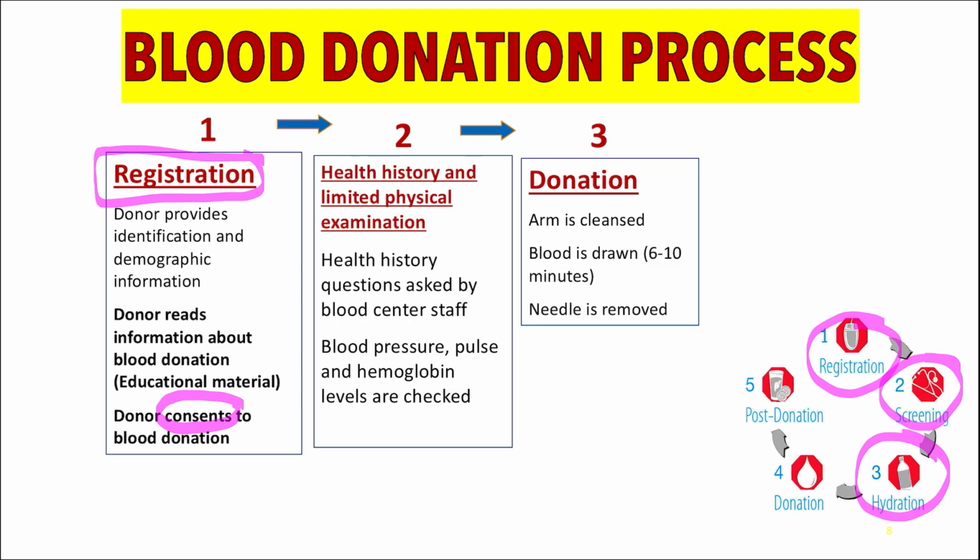So you have to cleanse the arm. Again, you have first to cleanse it with alcohol, inward to outward motion. And after that, you have to disinfect it with iodine, and you have to let the iodine stay in the antecubital fossa of the donor for at least 1 minute. And then of course you do the blood donation process, and usually it would take 6 to 10 minutes.